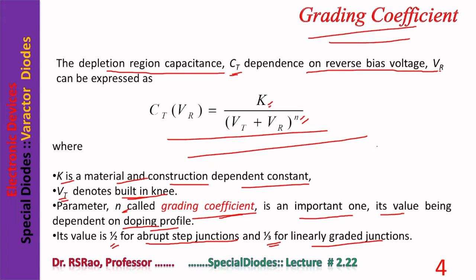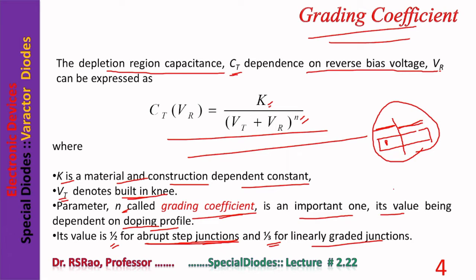What are abrupt step junctions? Diode means p-type impurities on one side and n-type on the other side. Let us suppose p-type impurity concentration is uniform on the p side. Impurity concentration on the n side is also uniform. Both sides it is uniform, need not be the same, but uniform. With this type of impurity addition, one can fabricate a diode. Such a diode is called an abrupt step junction diode.